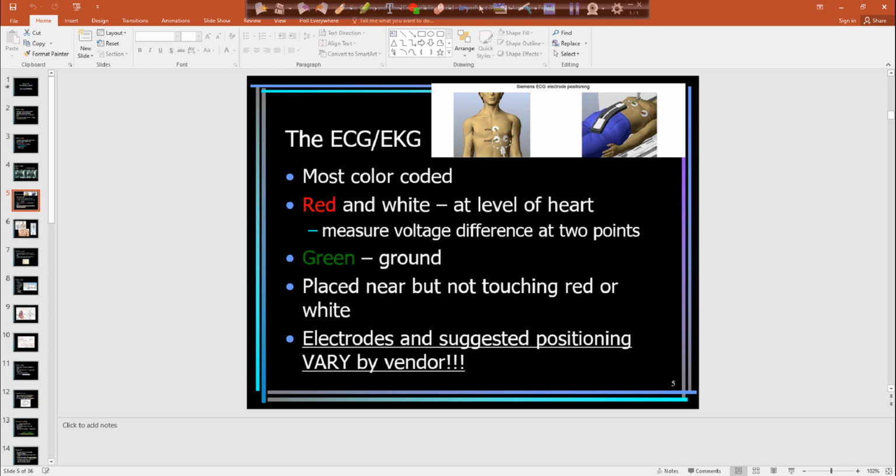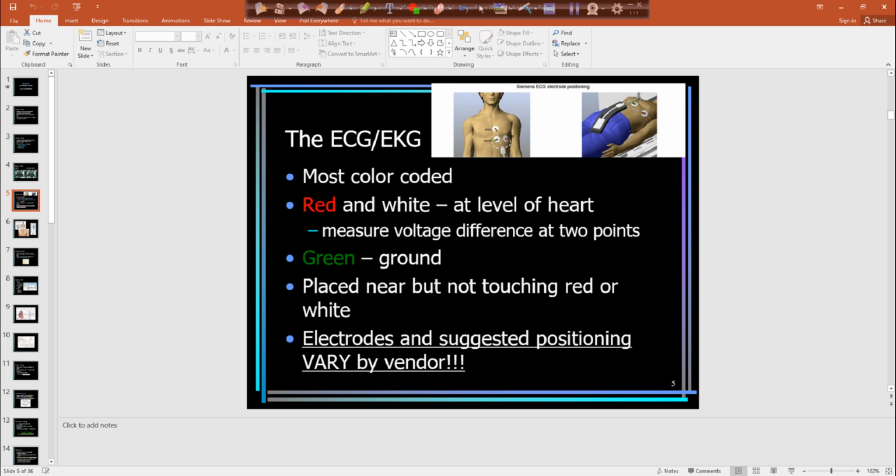So you don't see the black on here, but where would the black go if you had 4? Over the red one? Over the red. Smoke over fire. That's a good way to remember. And then green is your ground, and then usually white is just over top of green too. So then you have the red and the white at the levels of the heart. Usually people put the white where the right atrium would be, and then the red where the left ventricle would be. Okay? So this measures the voltage difference between those 2 points.